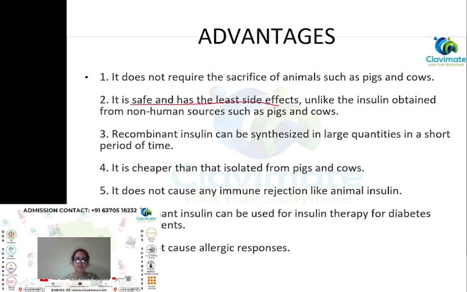Okay, and the recombinant insulin can be synthesized in large quantities in a short period of time, and it is cheaper than that isolated from pigs and cows. It does not cause any immune rejection like animal insulin. And recombinant insulin can be used for insulin therapy for diabetes mellitus patients. It does not cause any allergic responses.